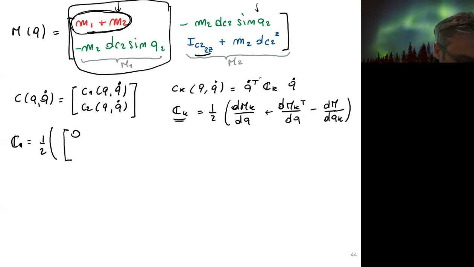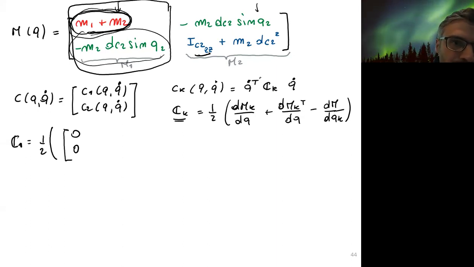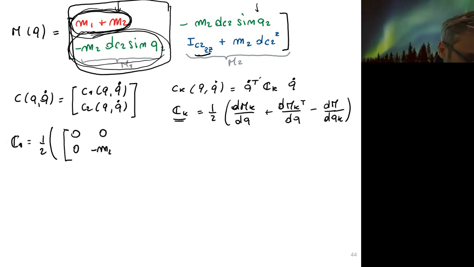Then we do differentiation of this term with respect to Q1. Again, it is only dependent on Q2, so it's 0. Then we do differentiation with respect to Q2, it is constant, so it's also 0. And whenever we differentiate this one with respect to Q2, we have something that is non-zero, which is M2 dC2 cosine of Q2. Okay, very good.